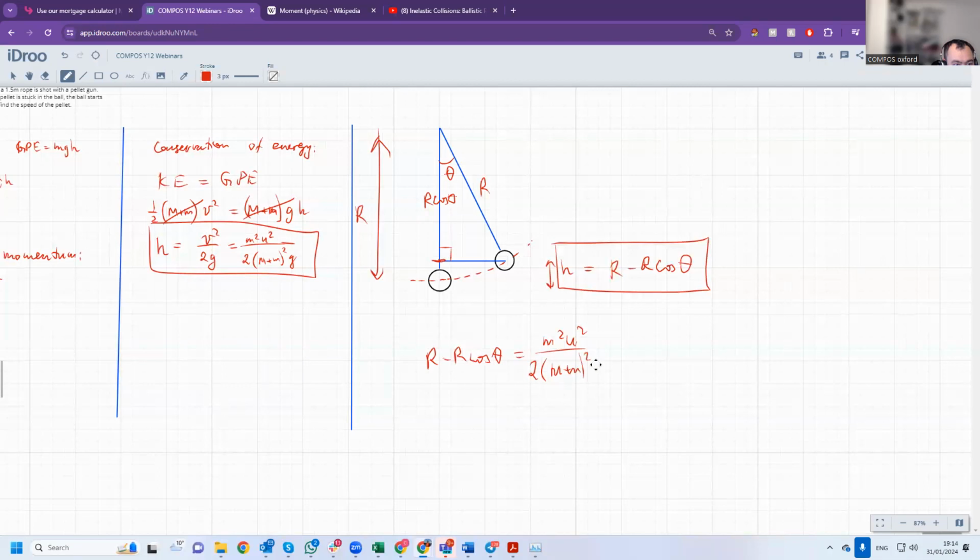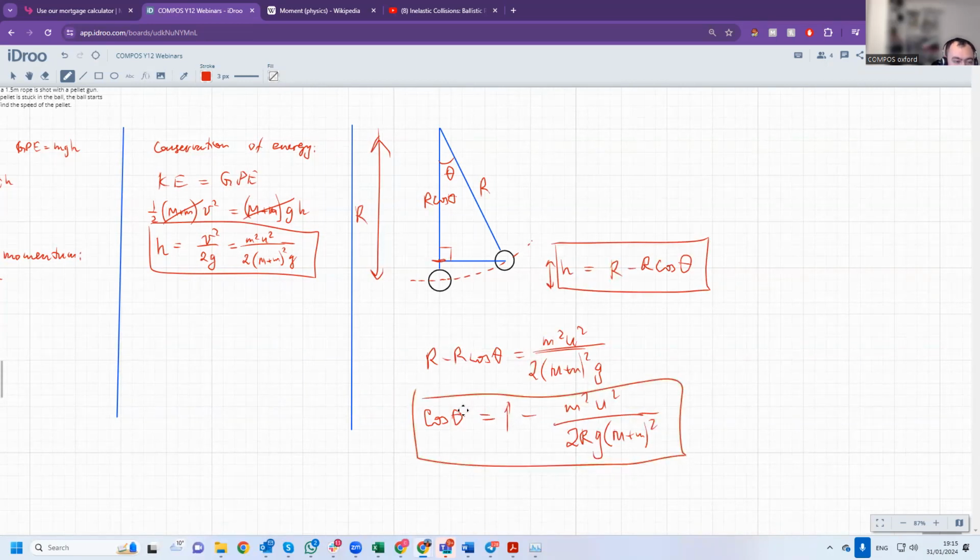Okay, so what we have is r minus r cos theta equals m squared u squared divided by 2 (M plus m) squared g. So we can divide by r. So cos theta is going to be 1 minus m squared u squared divided by 2rg (M plus m) squared. Okay, so I made cosine the subject of the formula.